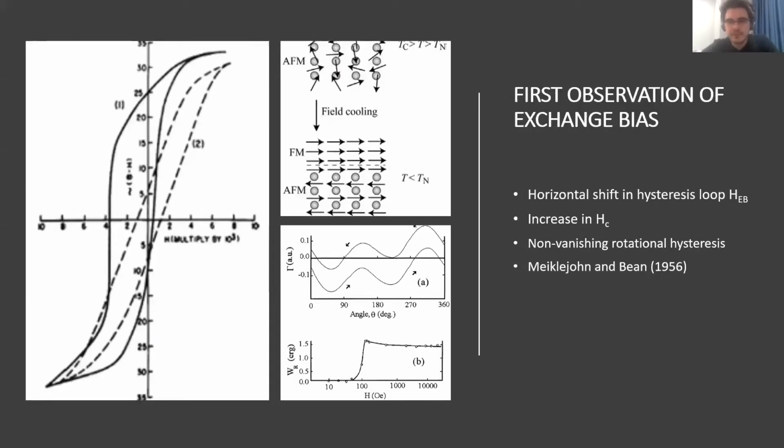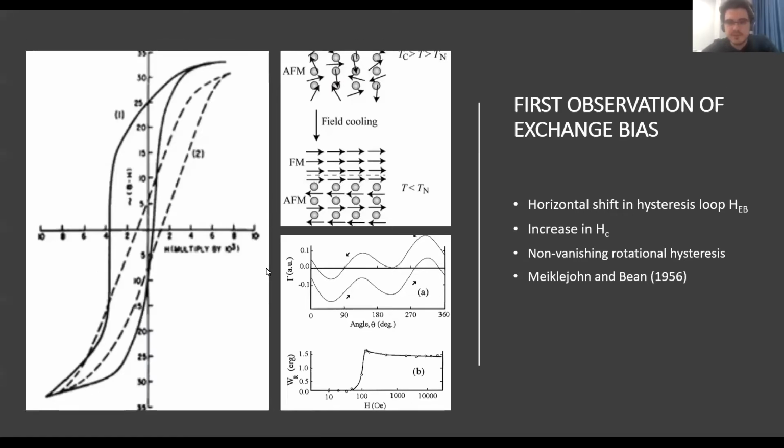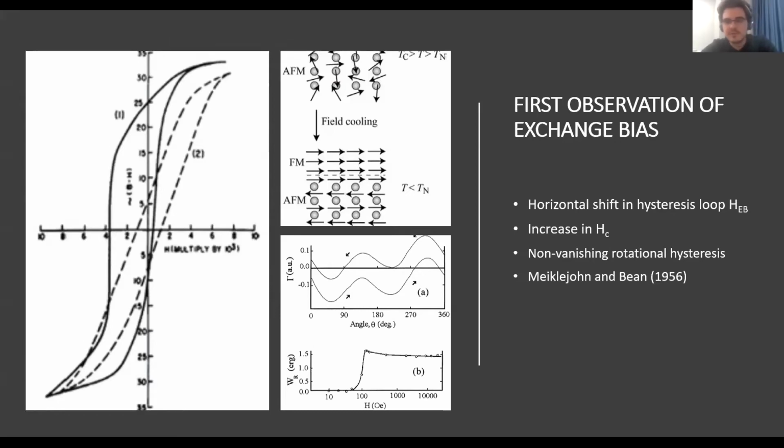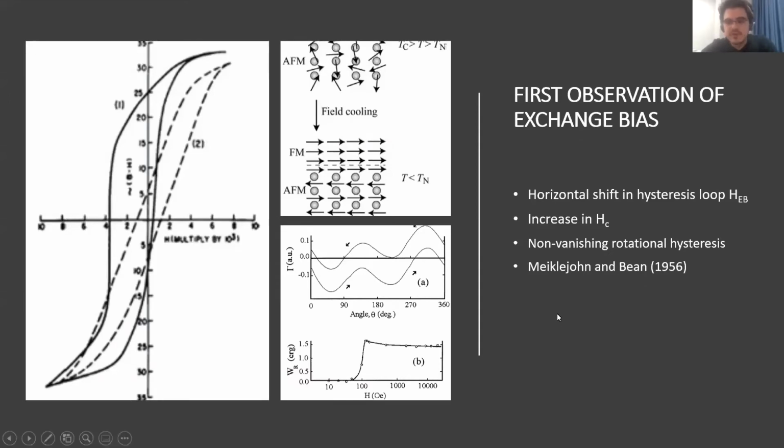First observation of the exchange bias systems. The magnetic properties of antiferromagnetic materials weren't of industrial interest to humanity until 1956, as I wrote here. In 1956, Meiklejohn and Bean observed the exchange bias properties in oxidized cobalt.